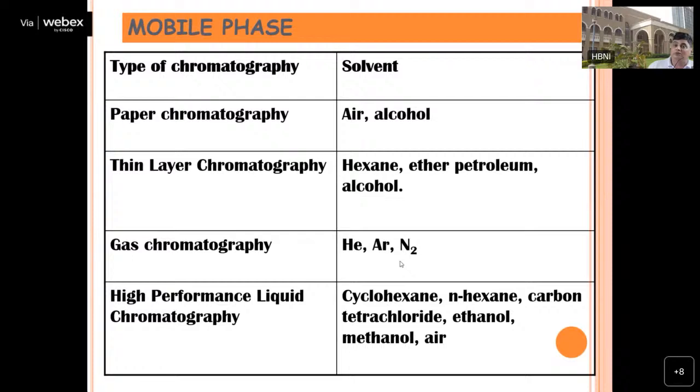So you can see that this mobile phase is either helium, argon, or nitrogen. It does not interact with your analytes. Then in high performance liquid chromatography, the mobile phase can be cyclohexane, hexane, carbon tetrachloride, ethanol, or methanol, or even air also.